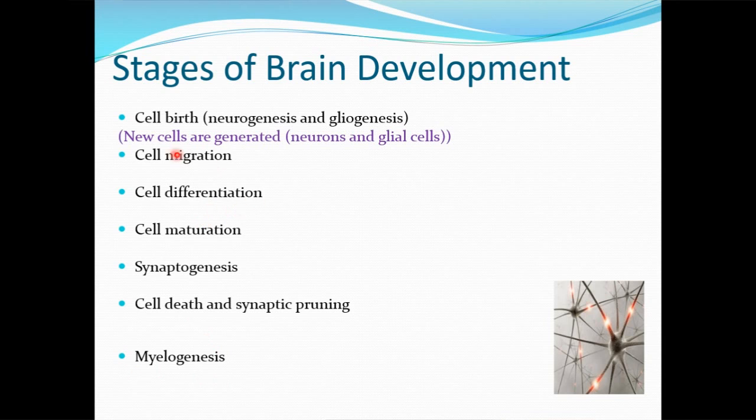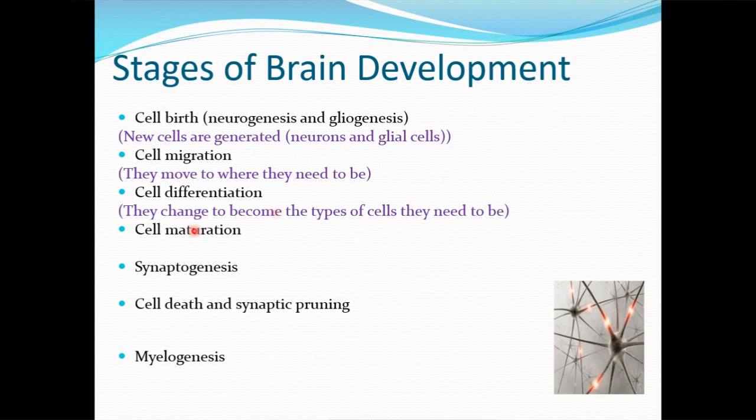So cell birth, we're really talking about new cells being generated, the neurons and the glial cells. Then they move to where they need to be. Okay? Once they're there, they change to become the types of cells they need to be, depending on where they are in the brain. Then they grow dendrites, and the axons grow longer.